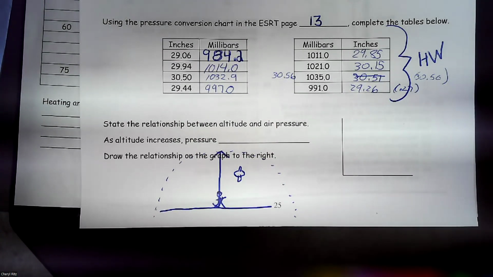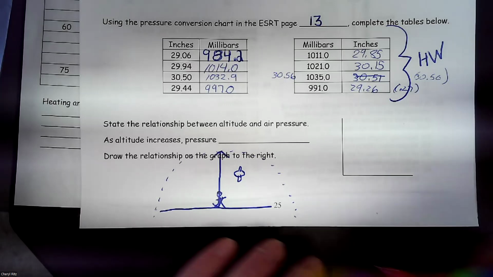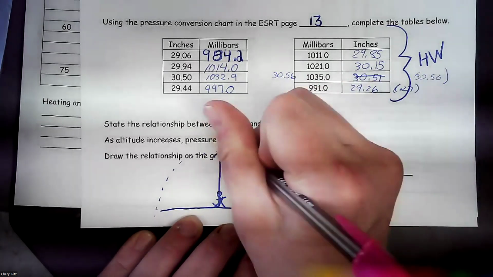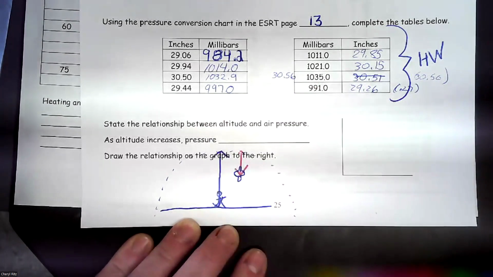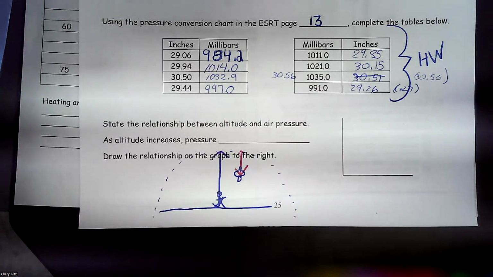How much atmosphere is on top of the airplane? Is it a whole atmosphere? No, look how much shorter or how much less atmosphere there is on top of the airplane. So there's truly less atmosphere on top of you when you go higher up. So that's why what Chris said was true. As altitude increases, there's less pressure.